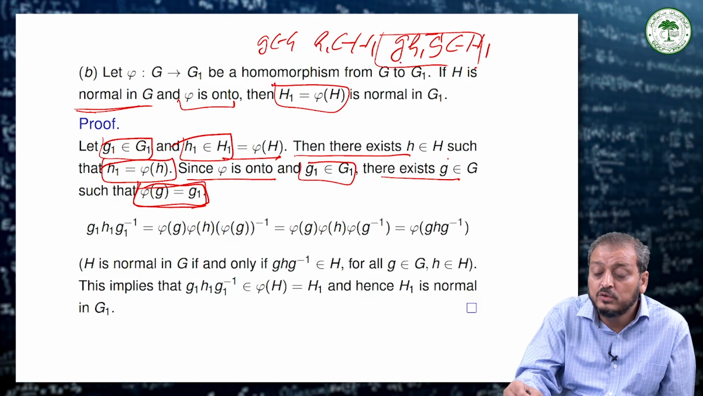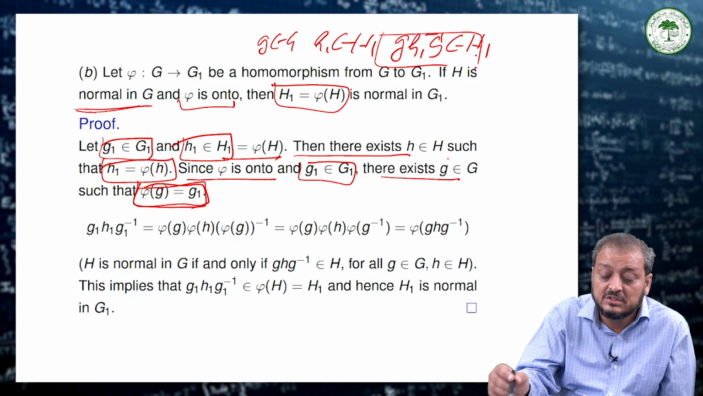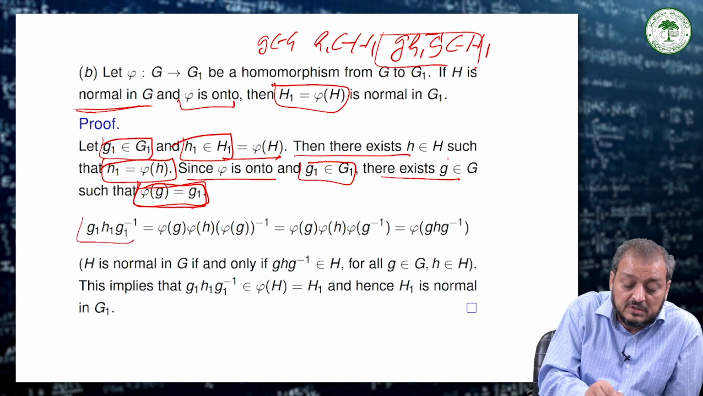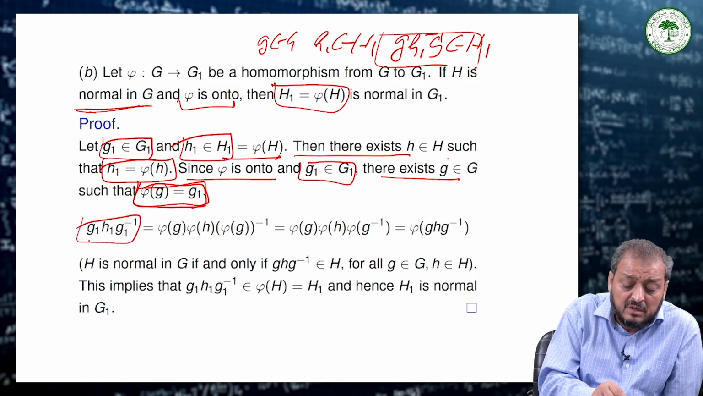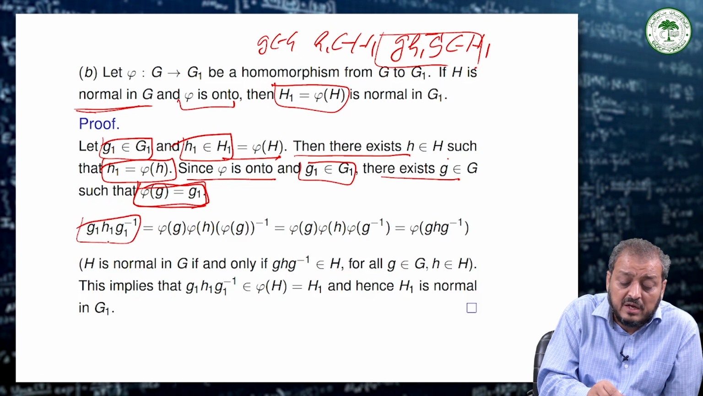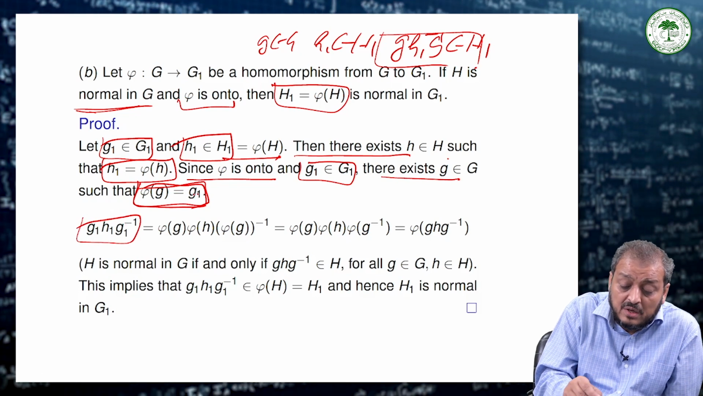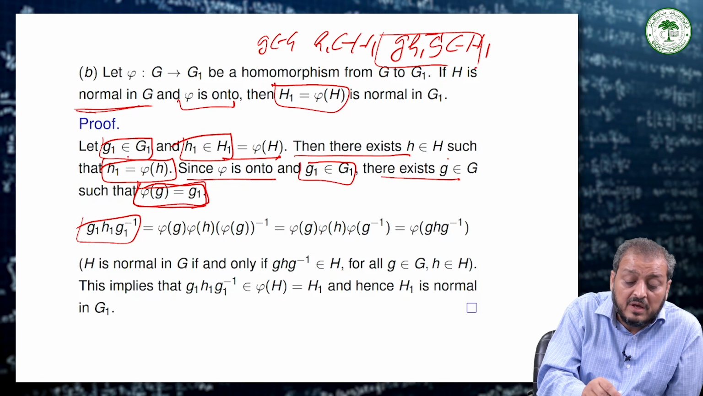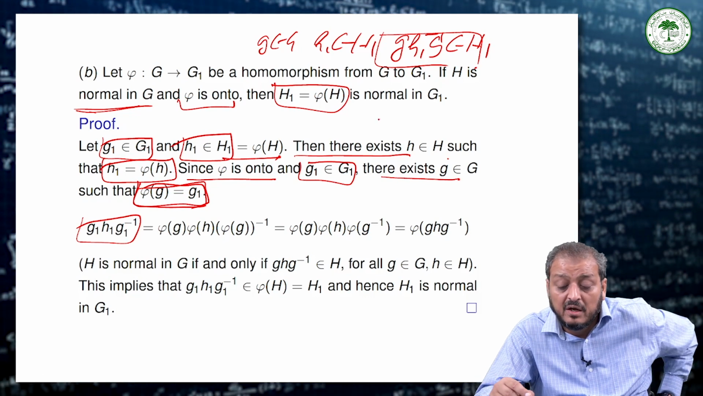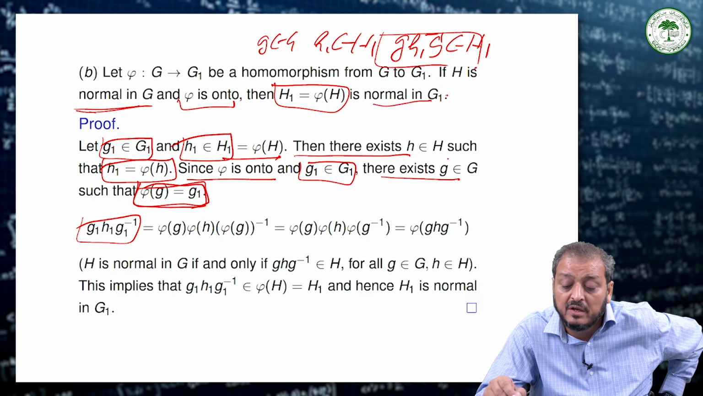Now we try to show that G H G inverse is an element of H. So we start from phi of G1 H G1 inverse, because G1 is an element of G1, because we have to show that this is normal in G1.